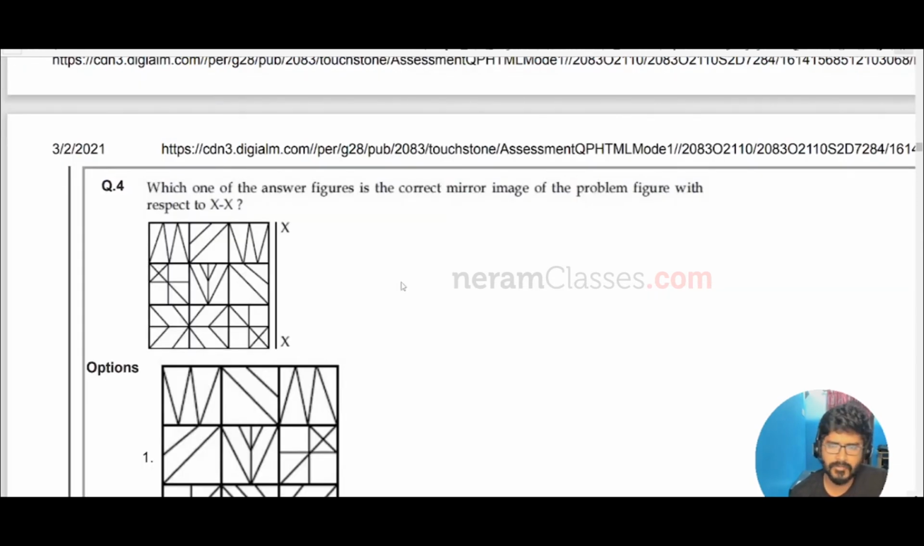Next, question number 4: we need to find the mirror image of the given figure. Generally, you can draw the entire mirror image, but if you don't want to, you can guess the answer in less time. You can easily do that. I'll show you how.